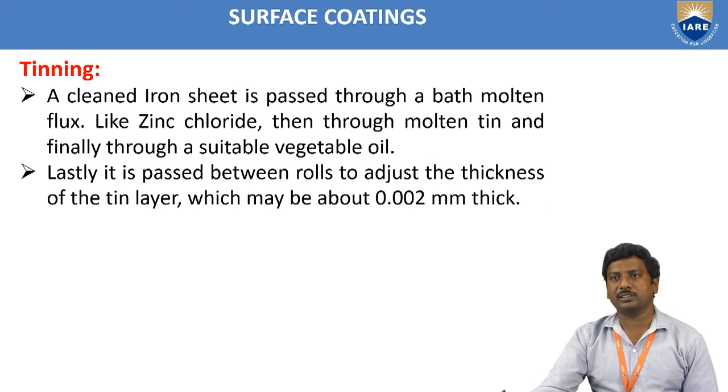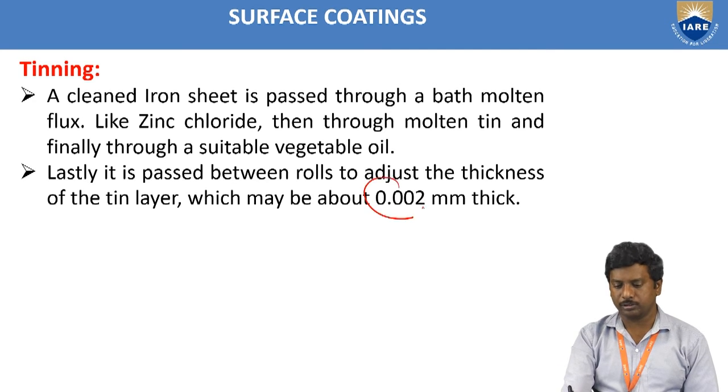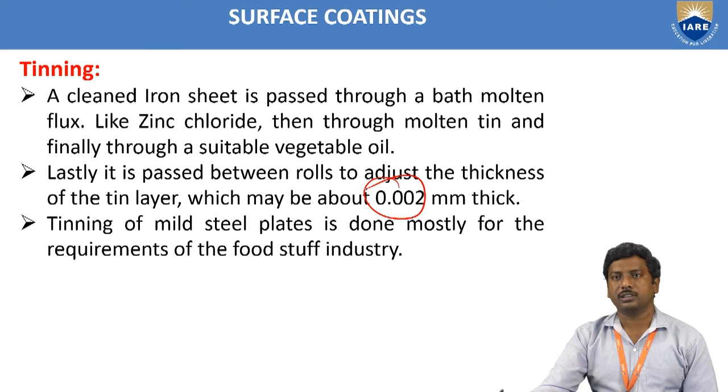That means lastly it is passed between the rolls to adjust the thickness of the thin layer, which may be exactly equal to 0.002 millimeters thickness. So tinning of mild steel plates is done mostly for the requirements of the food industry. Especially it is a non-toxic element. That's why this is used for the food industry.